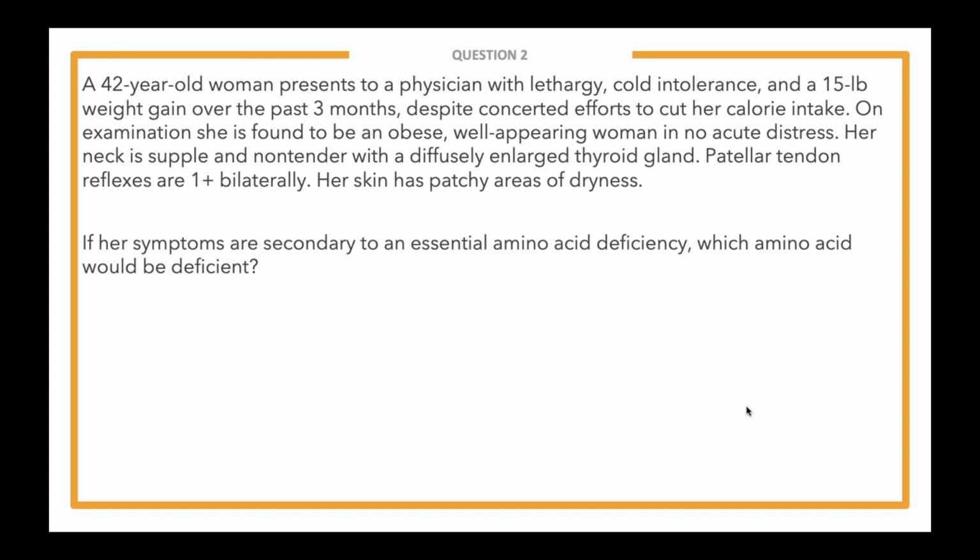I want all of you to start thinking about the relevant clues in this vignette as I hand it off to Paris. Thank you, Sean. So once again, we're going to go ahead and show you what we think are the important clues in this vignette and the lead-in. So starting at the top, we have some nice signs and symptoms. And then there's also that phrase, weight gain despite efforts to cut her calorie intake.